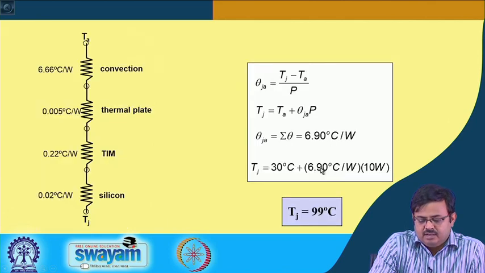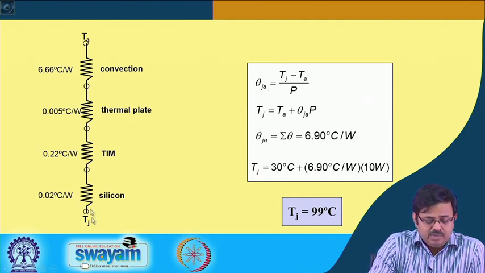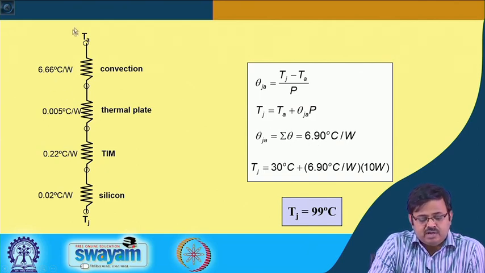All right. So, we have all these numbers over here that we calculated, and what is the total thermal resistance from T j to T A? It is the addition of all these 4, the sigma theta 6.9, out of which 6.66 actually comes from the convection resistance itself. And the next bottleneck is the TIM. Okay.